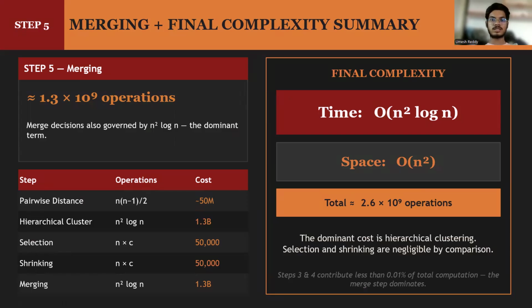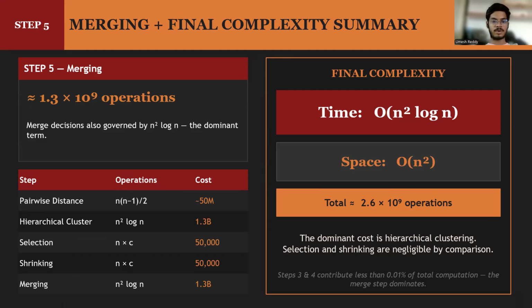At last we need to merge the clusters based upon the operations that we have done up to step 4. After merging, the dominant term is n square log n. So the time complexity is order of n square into log n. Basically, the final complexity is order of n square into log n, and the space complexity is order of n square because we have used two memory allocations. The dominant cost is hierarchical clustering, so selection and shrinking are negligible by comparison.